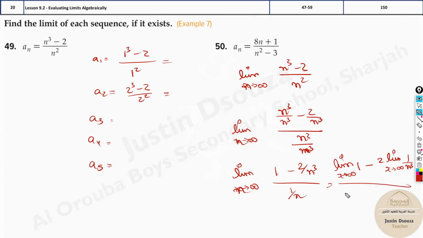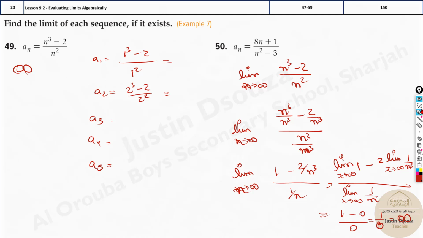And what is it divided by? Limit as n tends to infinity, it is 1 by n. Now what happens is over here the answer is 1, here the answer is 0, so it'll be 2 times 0. And now here 1 divided by 0, what is that? It's infinity, right? Because anything divided by 0 is infinity. So the final answer must be infinity over here.